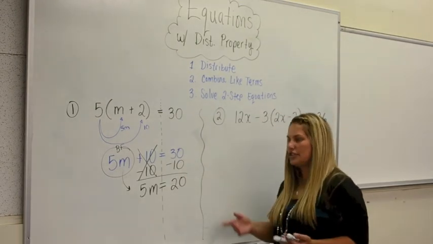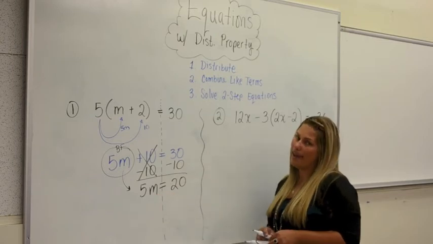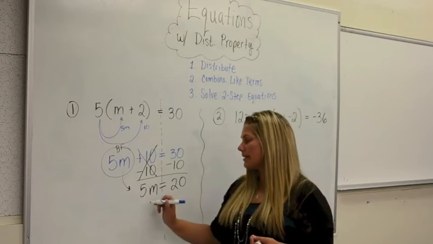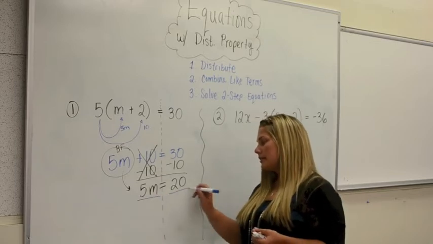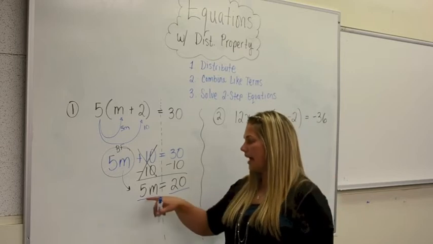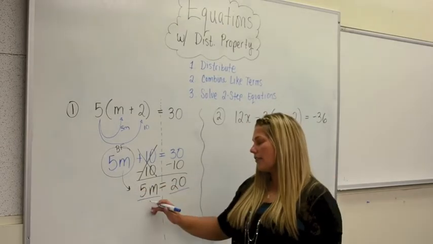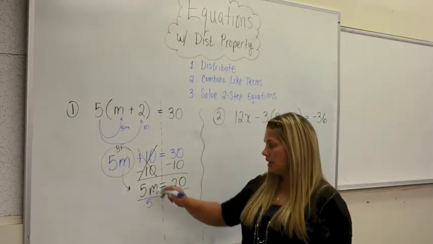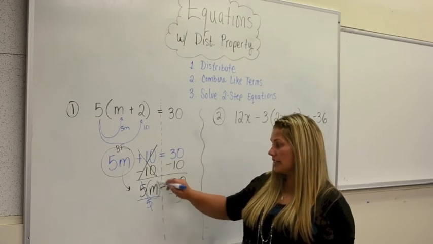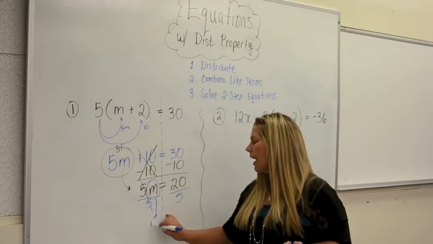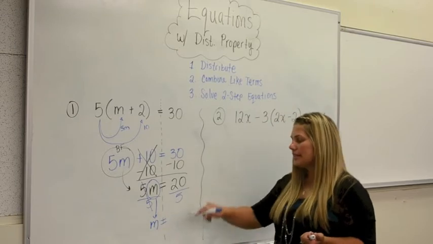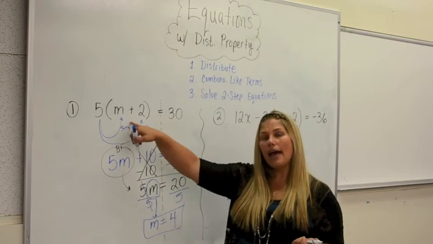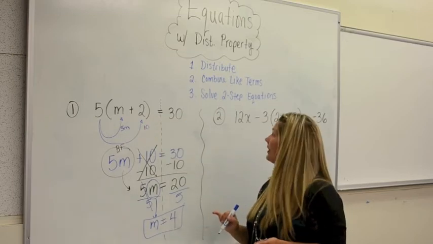But we're not finished yet because that m still isn't by itself. Right now it's touching the 5. And remember, touching means multiply. To get rid of multiply, that's right, we have to divide. So if m is multiplying by 5, we just have to divide 5 on both sides of our equation. So 5 divided by 5 is really just 1. So I have my 1m, and 20 divided by 5 is 4. So in this equation, m would equal 4.